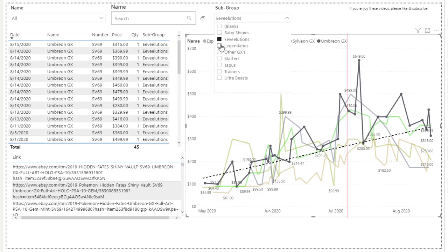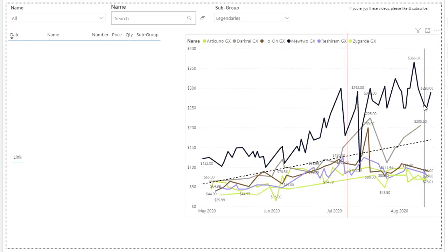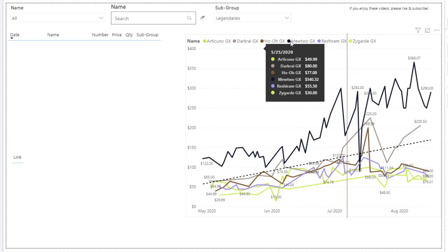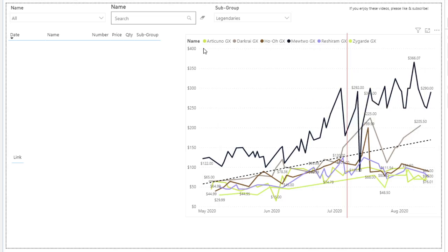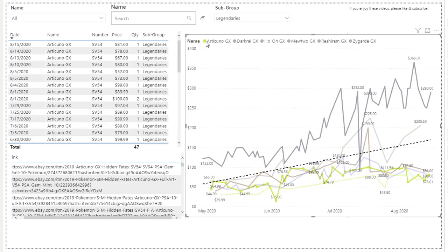Okay, so next up, let's do Legendaries. Mewtwo GX is going to be the top line up here. Yep, always is. So I'm going to go the same thing one at a time, and then you can click pause if you want to see what's going on with each one. So that's Articuno GX. Should probably be a brighter color. It gets randomized every time I refresh this, so I don't have control over the colors.